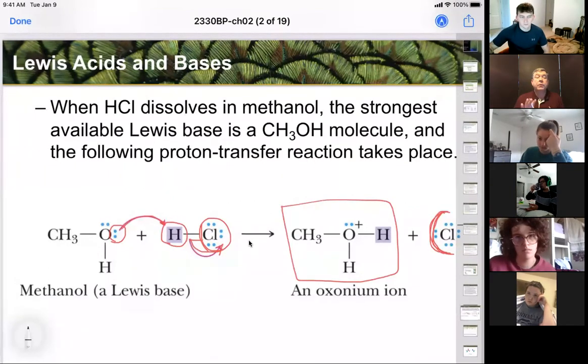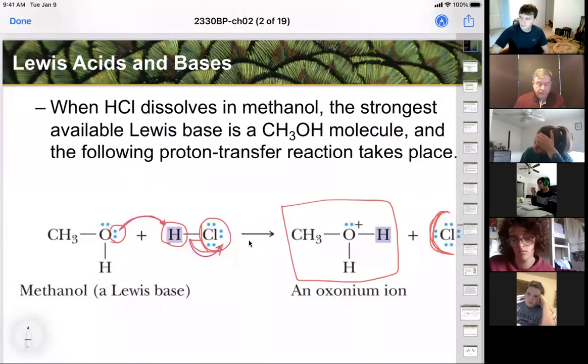So this is not classically Arrhenius. But it is classically Bronsted-Lowry, but it also follows all the rules of Lewis acid, Lewis base. So I think if we look at everything as Lewis acid, Lewis base, we can actually apply both of those other acid theories to it as well.